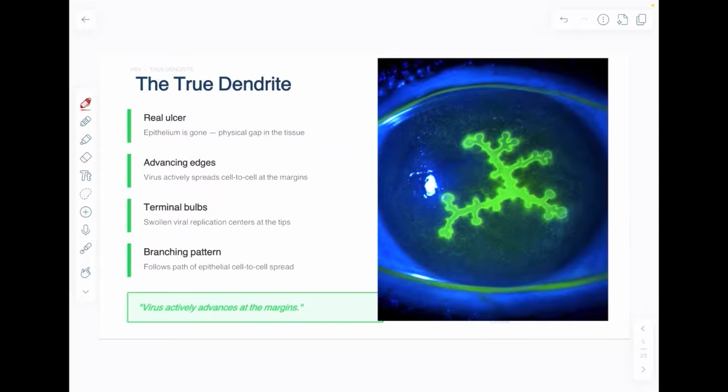So, the true dendrite is the real ulcer. We can see here the ulcer. Epithelium here is gone. Physical gap in the tissue, and it has an advancing edge. So, this is the advancing edge and terminal bulb. Okay, this is terminal bulb and advancing edge, and we can see the branching pattern.